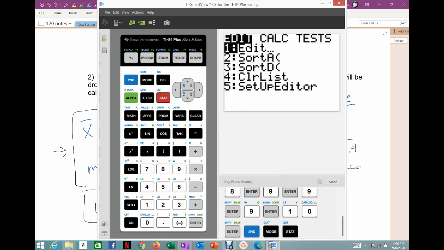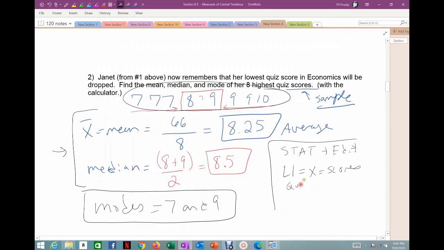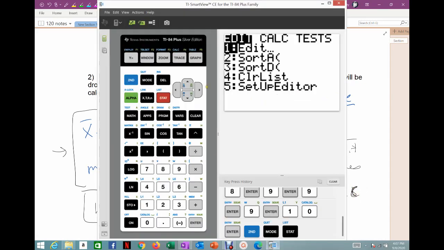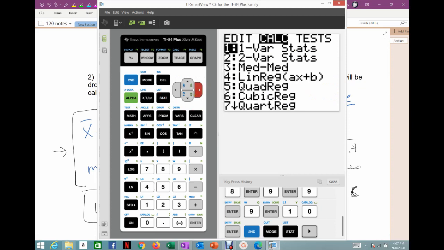Go back to Stat. So you're going to quit, go back to Stat, and then we're going to go to Calculate, C-A-L-C, and we're going to pick one variable statistics. It's always one variable in this class. We don't do more than one variable, so only ever pick one variable.